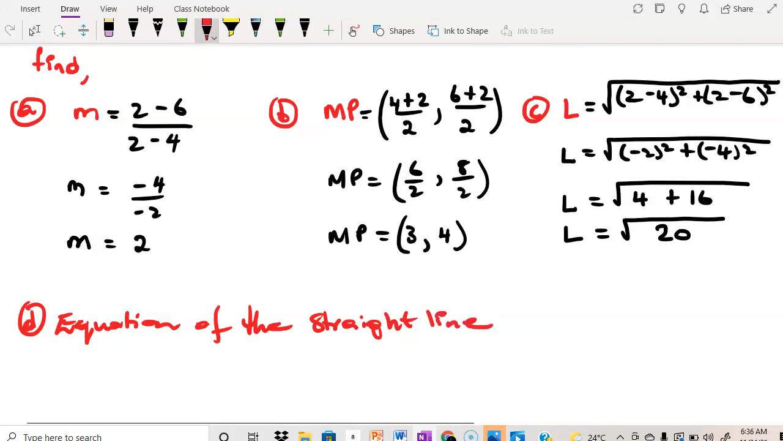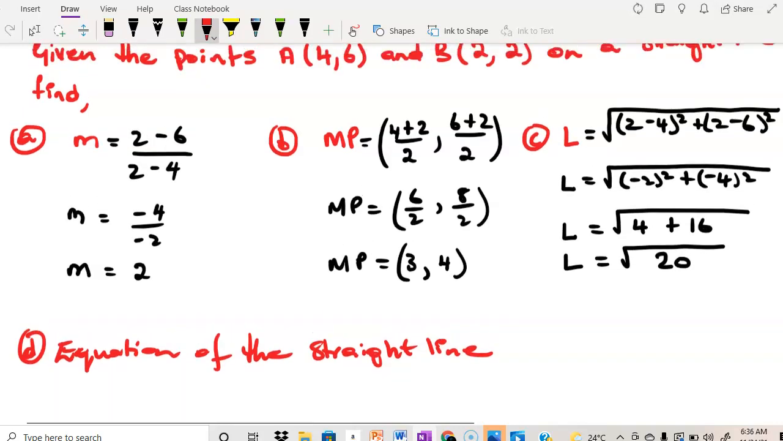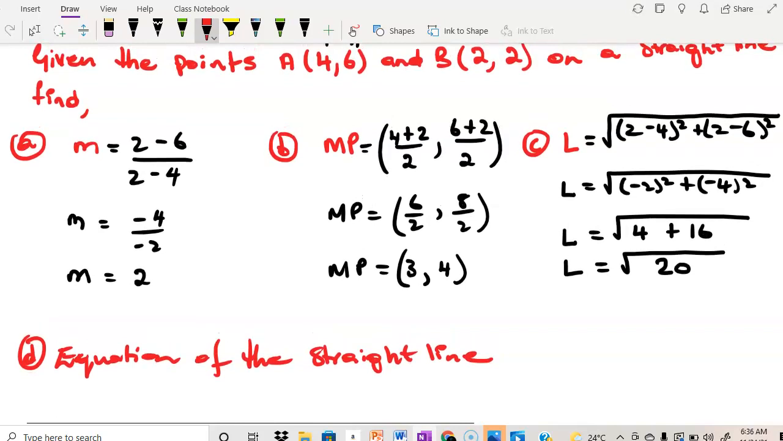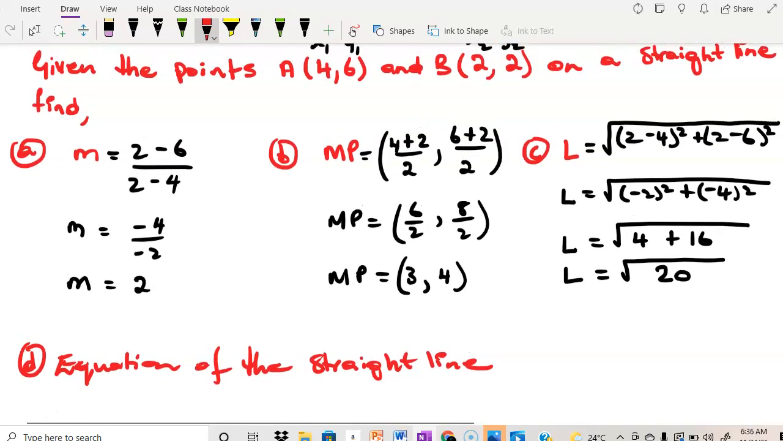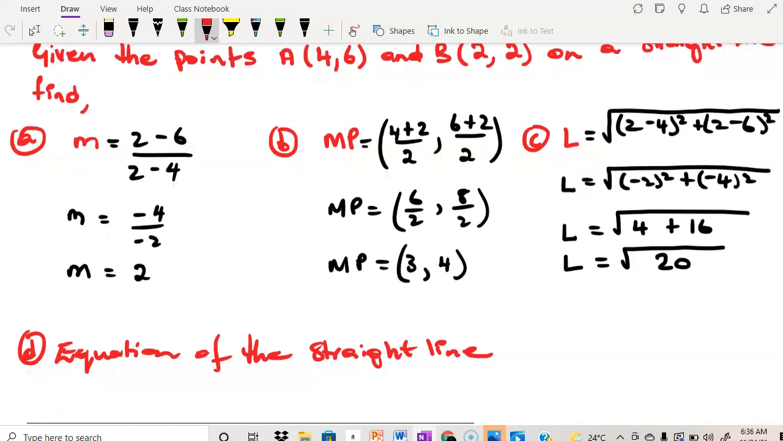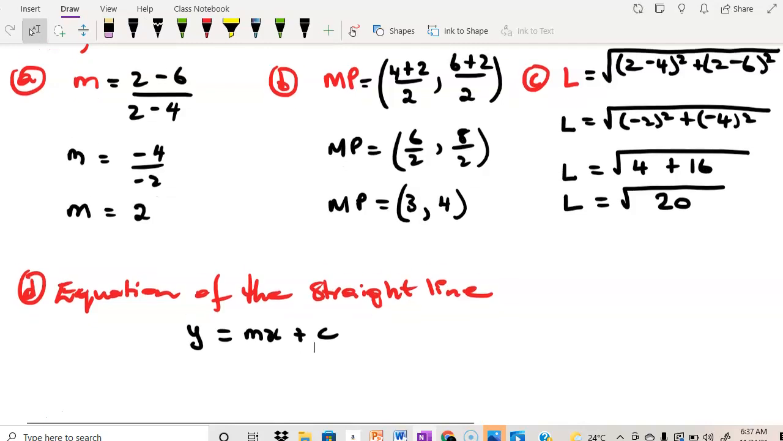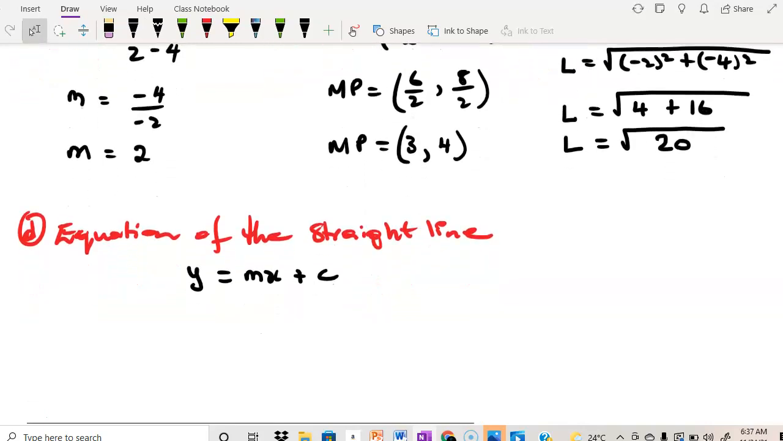Now guys, you're given 2 points, A and B. Your points are 4, 6 and 2, 2. Now you can select just about any one of the points, guys. It doesn't matter, just select a point. So we're going to work with point A, 4, 6. Now the general form of the equation of the straight line, guys, is y equals mx plus c. So what we're going to do is try to find the value for c, and c there represents our y-intercept or the constant.